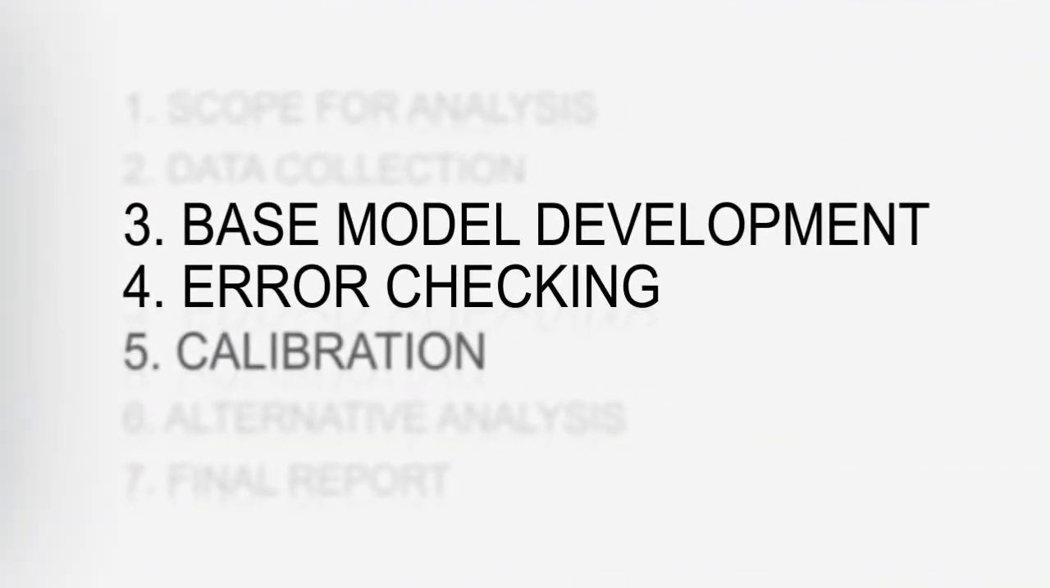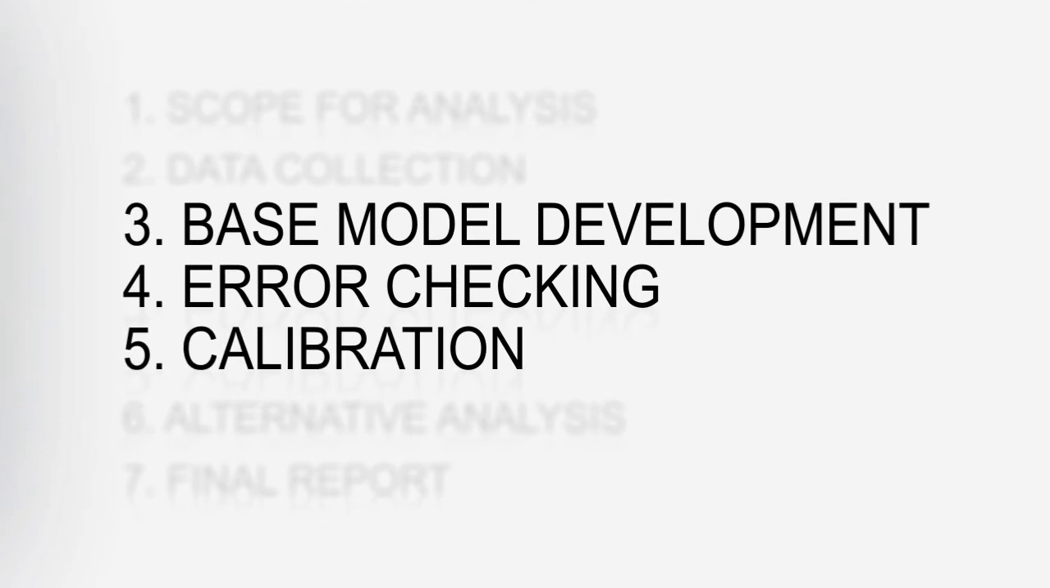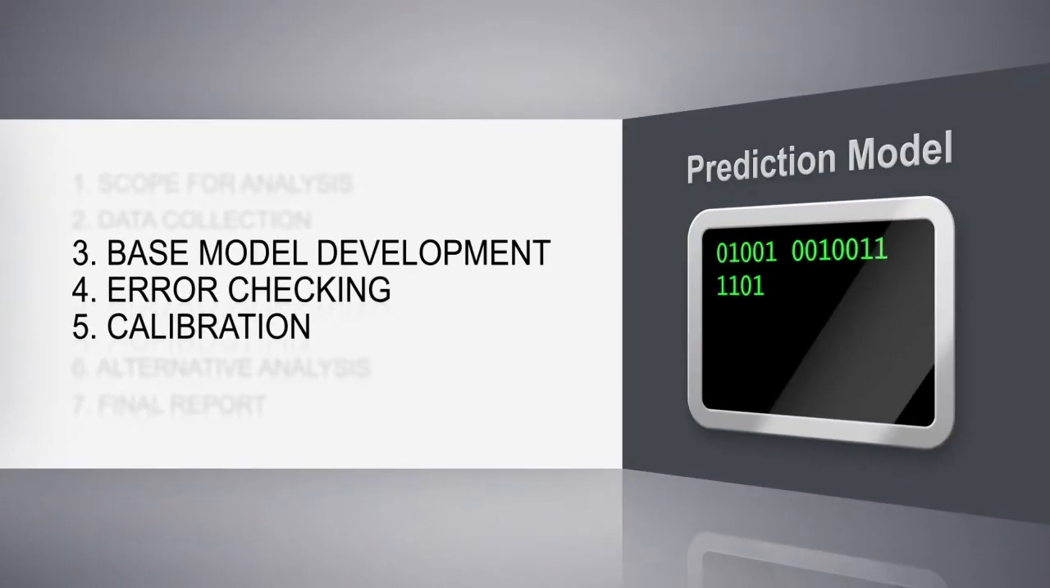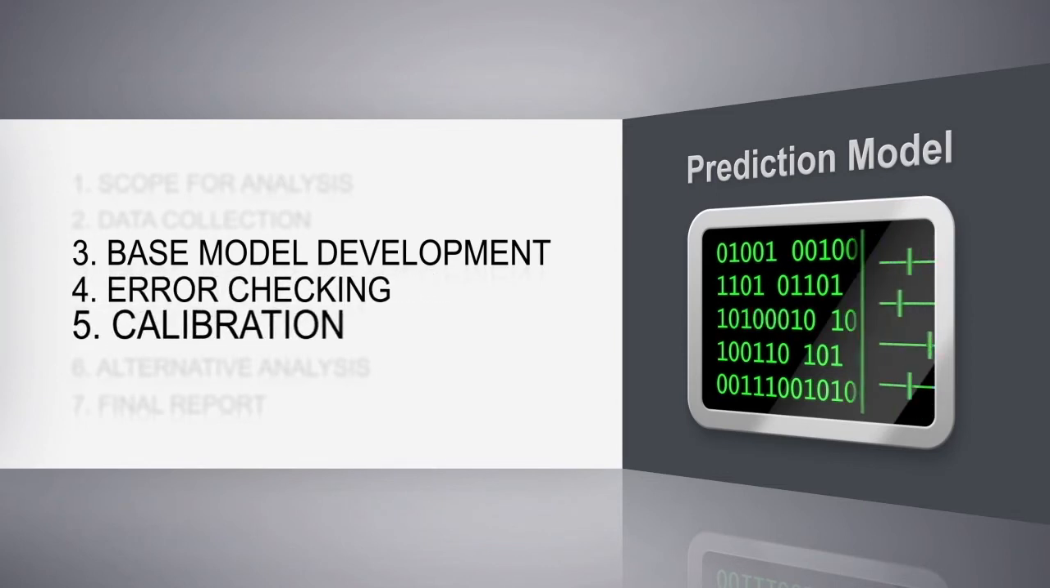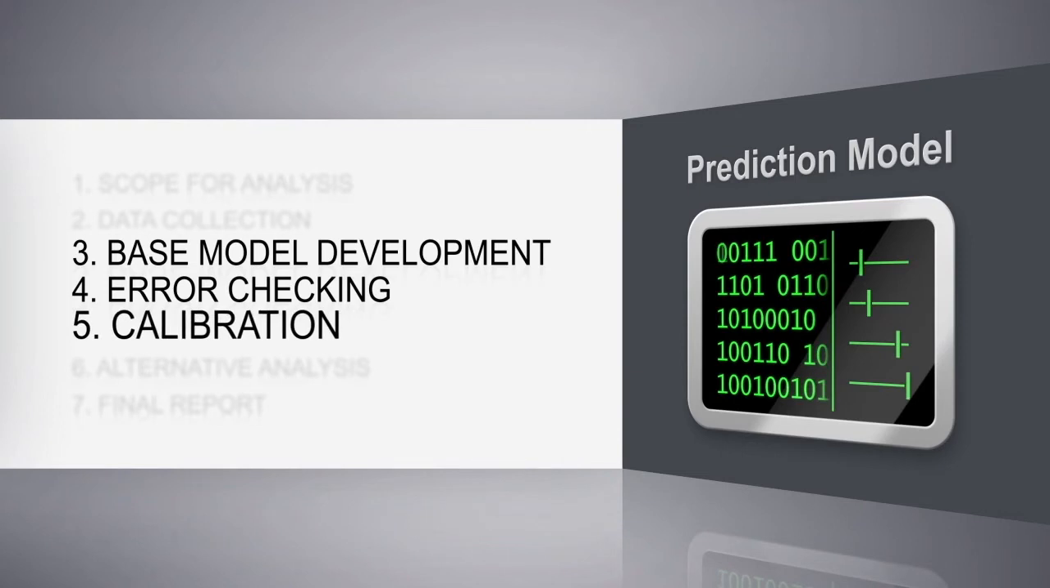Next, base model development, error checking, and calibration help develop a model that will accurately predict changes in travel time and wait queues for the what-if scenarios. Error checking is necessary to eliminate coding errors, while calibration allows the analyst to modify parameters to closely approximate regional or local conditions. Now let's see how two agencies approach the questions related to project scope and data collection.